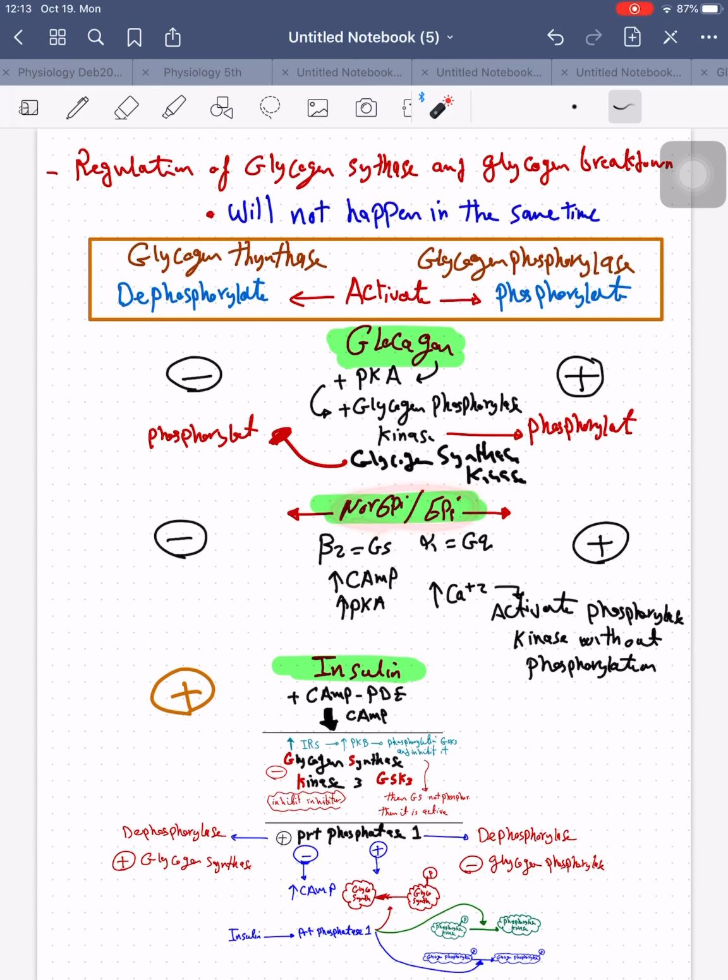Norepinephrine and epinephrine are the same. The receptor of norepinephrine and epinephrine in the muscle and the liver works through beta 2. Beta 2 is Gs. Again, it increases cyclic AMP and increases PKA. PKA itself will activate both kinases, glycogen phosphorylase kinase and glycogen synthase kinase. If I phosphorylate glycogen phosphorylase, I activate it. If I phosphorylate glycogen synthase, I inhibit it. I'm happy because everything is easy.